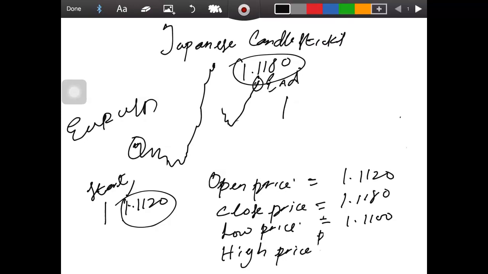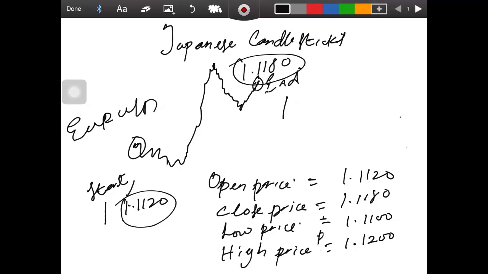So it went high, came down, and ended here. So the high point is higher. Let's say that should be 1.1200. Okay, now that is what happened in that particular period, 1 hour.